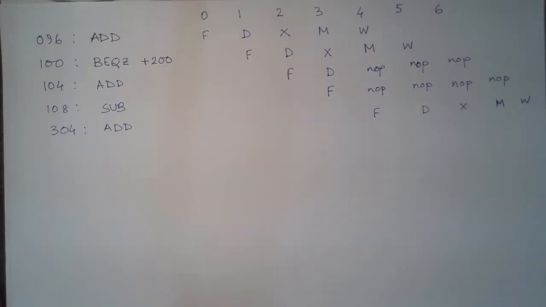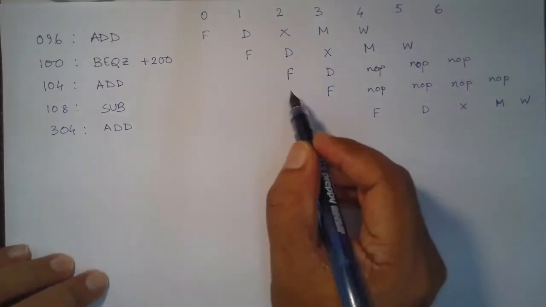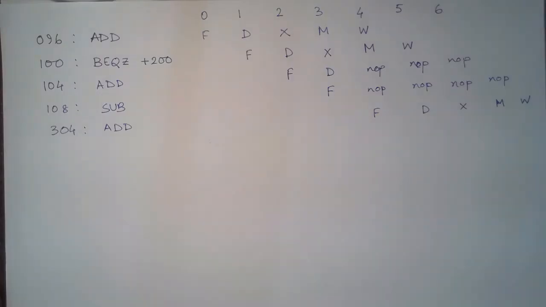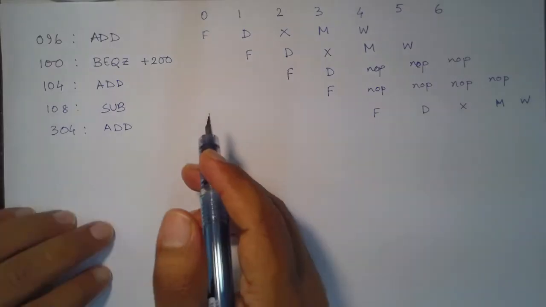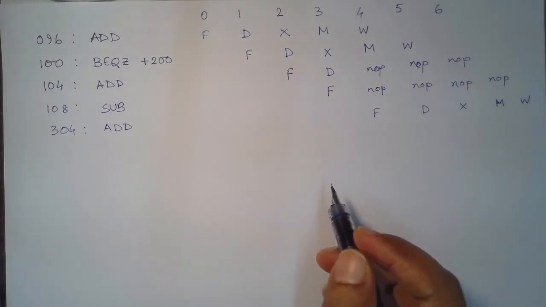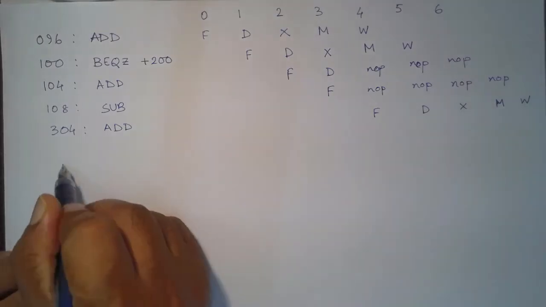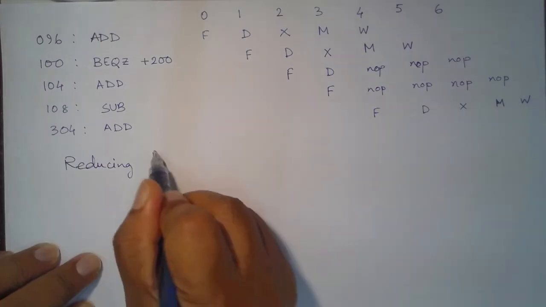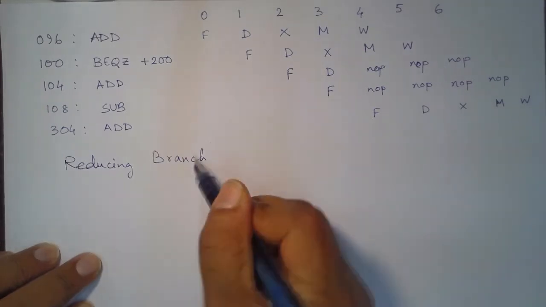So how do you address that? To reduce the branch penalty there can be different strategies. So possible strategies can be, okay, let me write it down: reducing branch penalty.